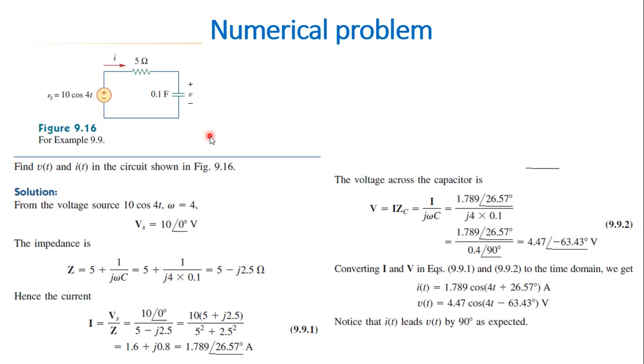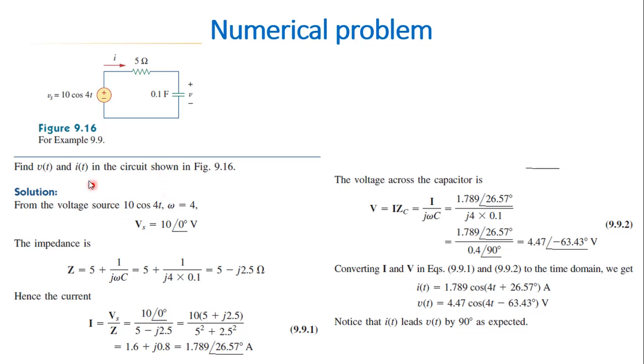So let us see this numerical problem. There is a voltage source connected to a resistor and a capacitor, I is the current flowing in the circuit, and small v is the voltage across the capacitor. The problem statement is: find v of t and i of t in the circuit shown.